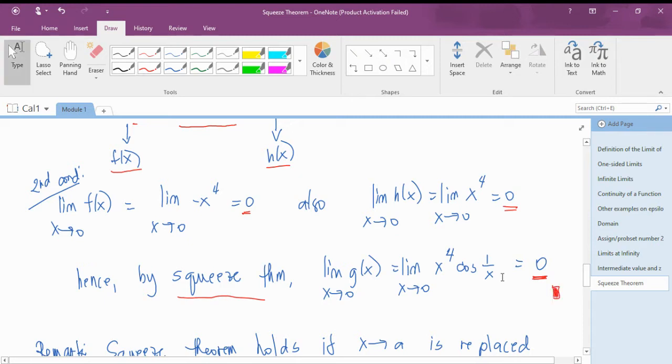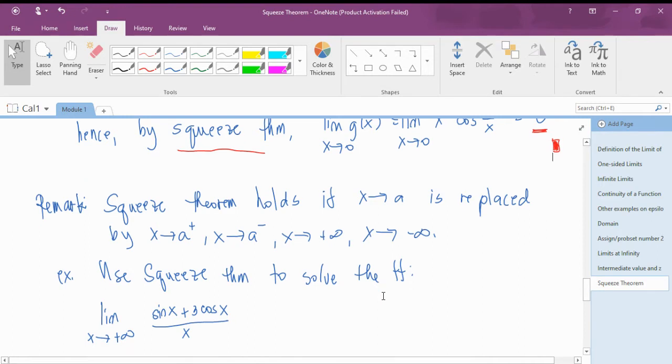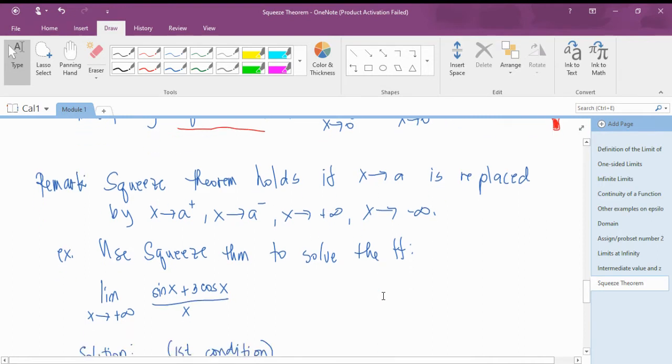Okay. So remark, squeeze theorem holds if x approaches a is replaced by x approaches a from the right, x approaches a from the left, x approaches positive infinity, and x approaches negative infinity.